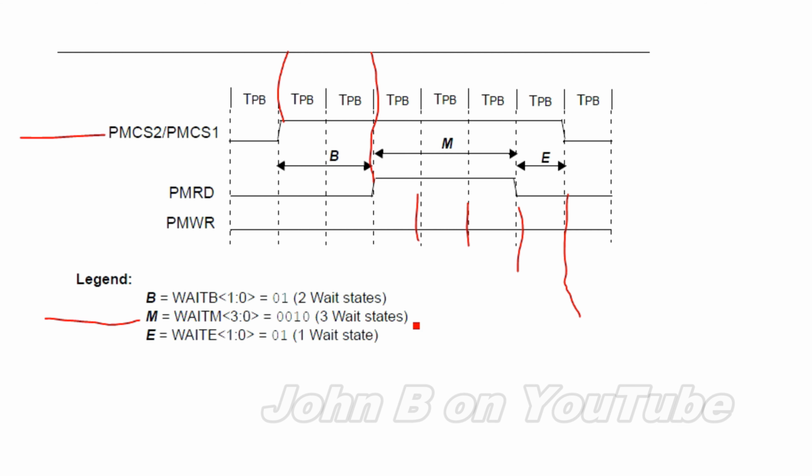So really the only important one is this wait M, the width of the strobe. If you strobe it too quickly, some devices might not recognize it as a strobe.